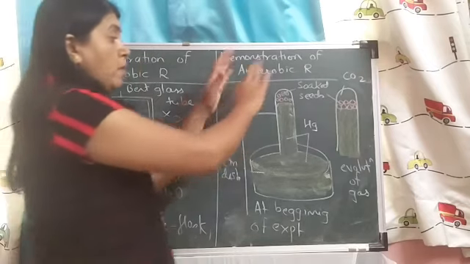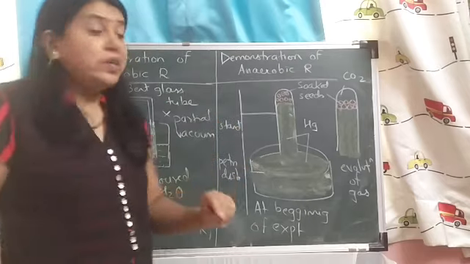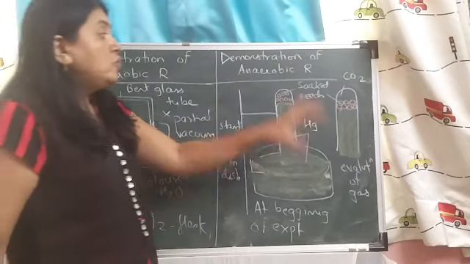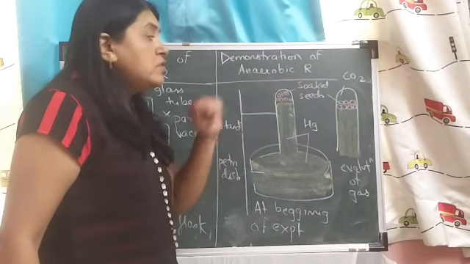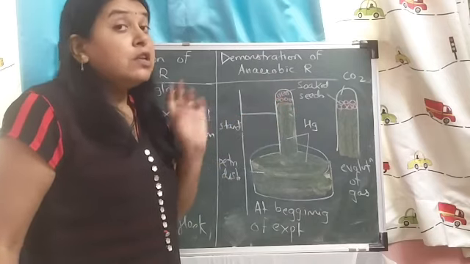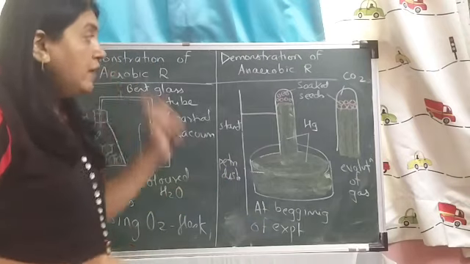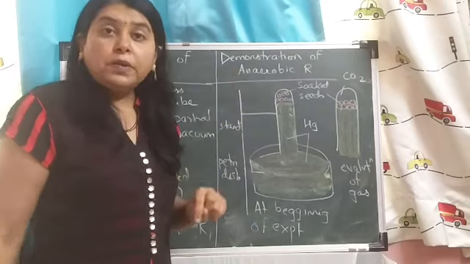Now, if you observe the experimental setup, you will notice that because of this mercury, there is no oxygen for the soaked seeds to perform respiration. So, what they will do? They will start respiring anaerobically.